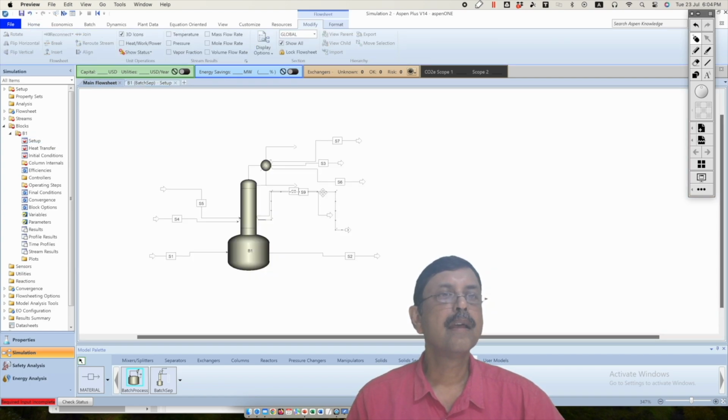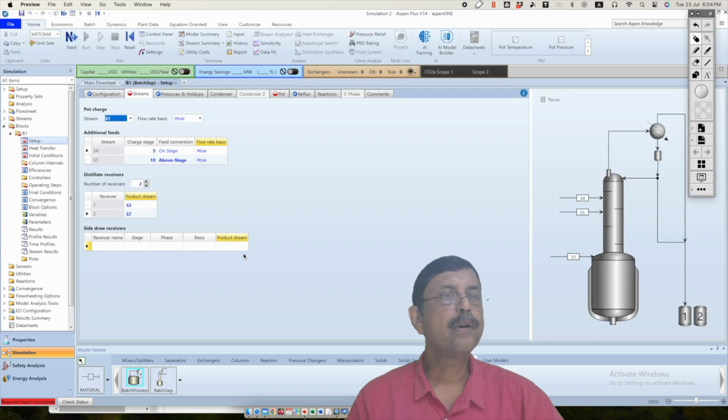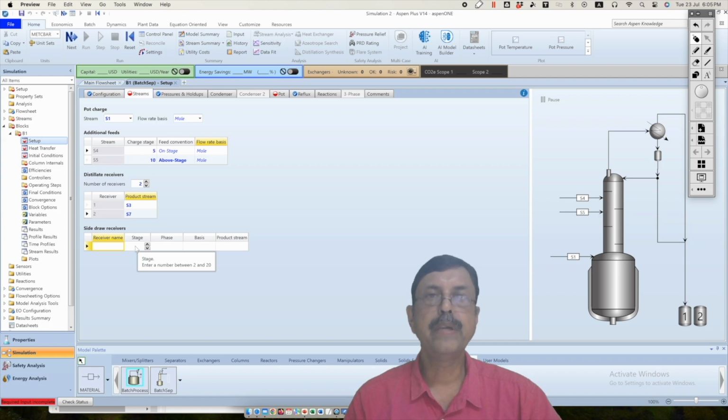These are S8 and S9. Okay, two side draws we have chosen. So between S8 and S9, you can fix a name for the side draw receiver and you can say from which stage the receiver will receive the side draw.